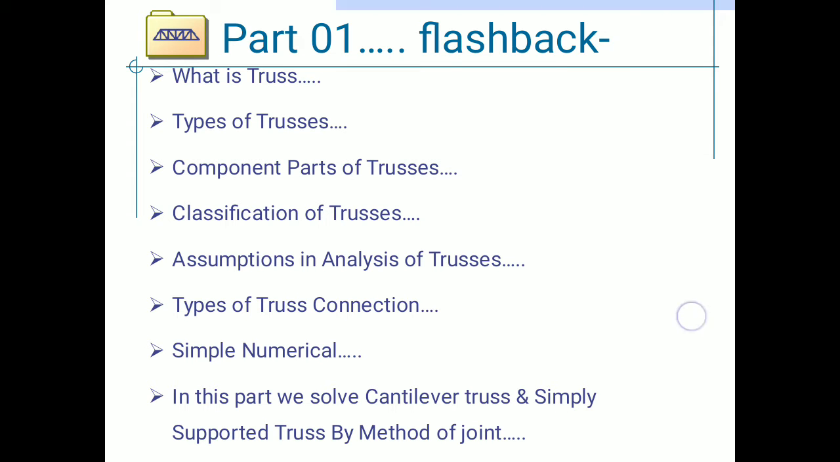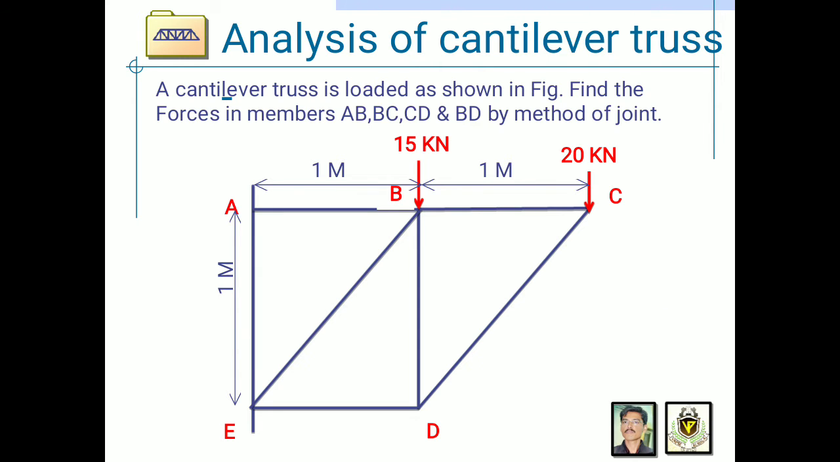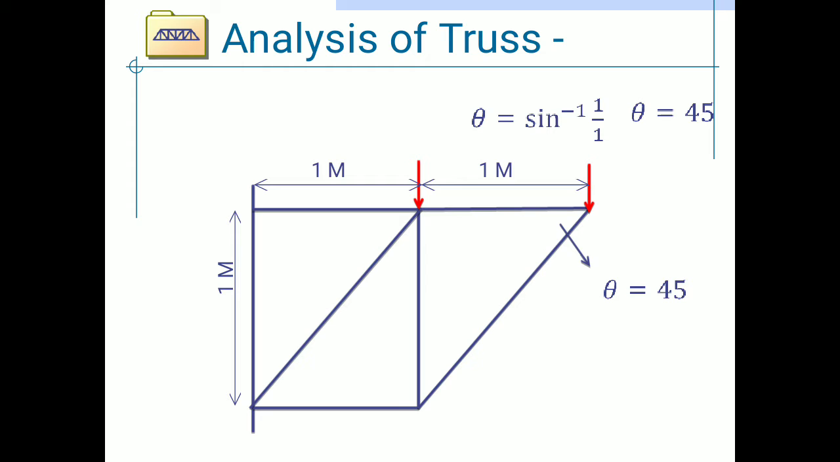Let's see first the analysis of cantilever truss. This is one cantilever truss as shown in the figure. Two forces, 15 kilonewton and 20 kilonewton, are acting at joint B and joint C as shown in the figure. Now we calculate the forces in the different members.